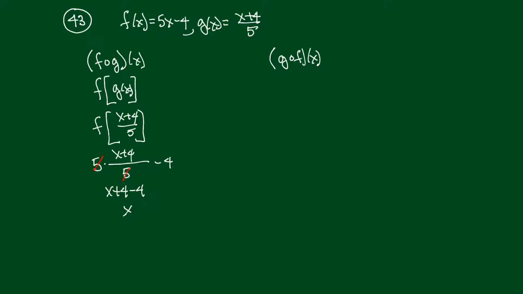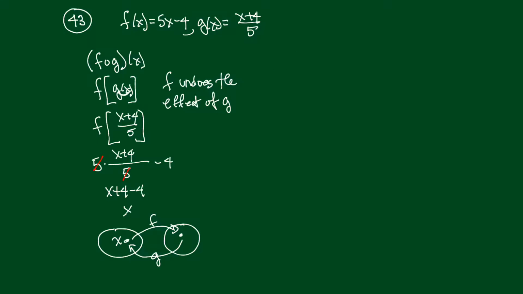What we've done, if I draw the picture here, is this. You start with x, you process it with g, get over here to your output, and then you process it again with f, and you're right back where you started. So I'm going to say then that f undoes the effect of g. You put something in, you apply g to it, you get some output, and then you undo that output, and you're right back where you started. So f undoes g in this case.